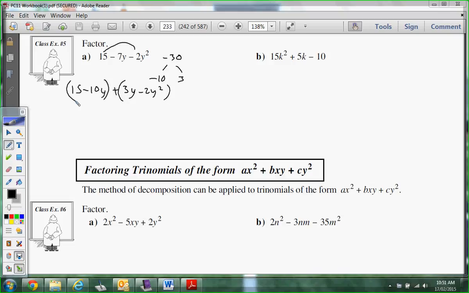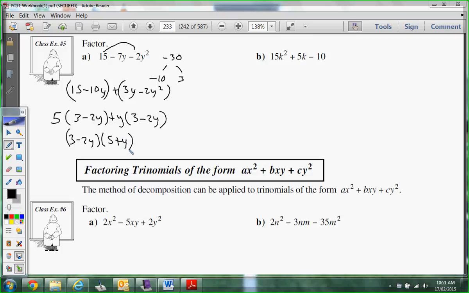15 and 10 have a 5 in common, so I'm pulling a 5 out of that. That gives me 3 minus 2y. These just have a y in common. Gives me 3 minus 2y. Those still matched, even though it's backwards. They still match, so we still feel good about it. So our answer is 3 minus 2y, 5 plus y. Okay, good.